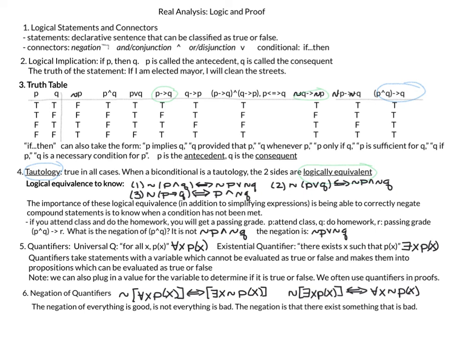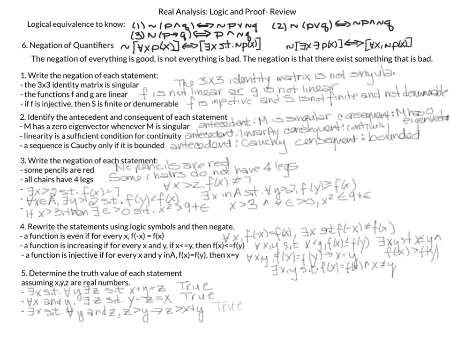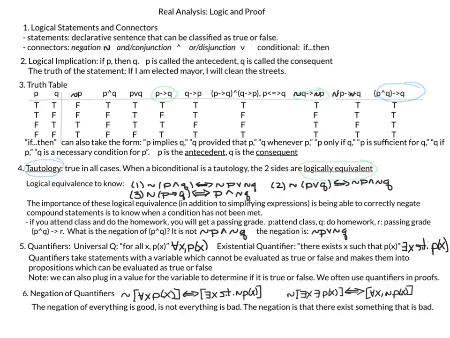Now that we have covered the first 4 topics, logical statements and connectors, logical implications, truth tables, and tautologies, we are going to save the last 2 topics, quantifiers and negation of quantifiers, for a part 2 video. For review, I have these 2 problems here. These last ones are after you've done part 2 of the video. Pause the video, give them a try, and then come back and there will be solutions. Here are the solutions. That is it for this video. Don't forget, part 2, we will cover quantifiers and negation of quantifiers.